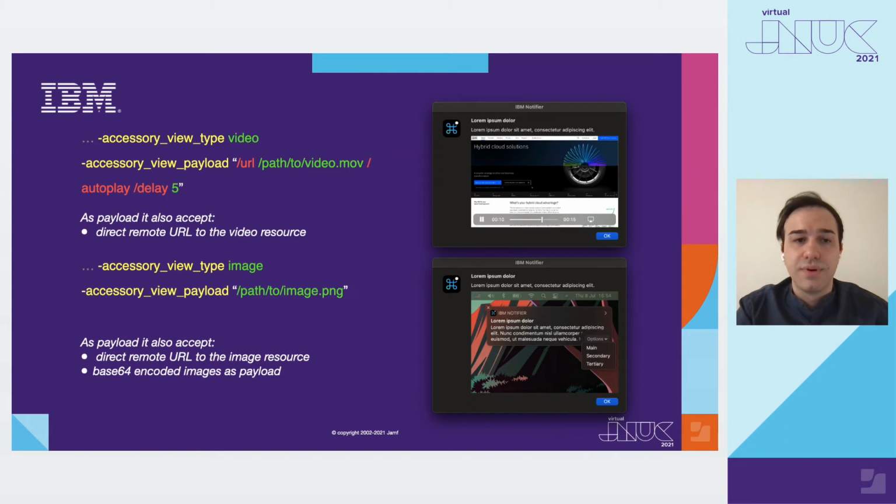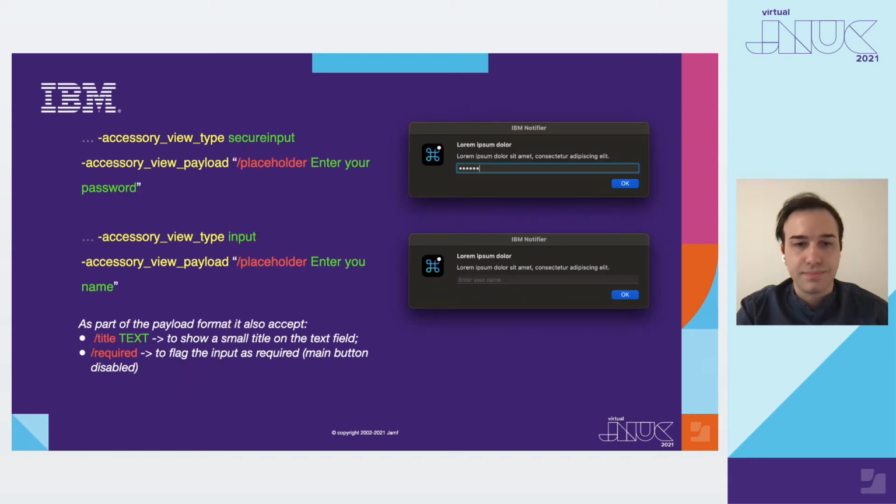The accessory view type video accepts as payload, again, a custom payload with a key value. We have the URL key that accepts a local or a remote path, a direct link to the video resource. And then I use the autoplay and the delay keys that basically tell the pop-up to automatically start the video after a delay of 5 seconds. The image accessory view type accepts as payload the direct link to the image resource, local or remote, and also accepts directly the base64 encoded image.